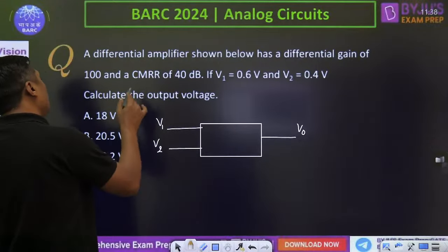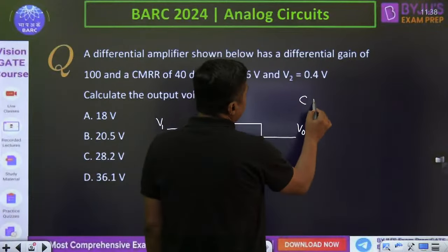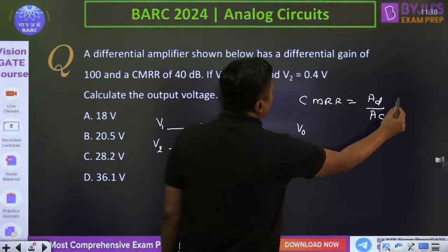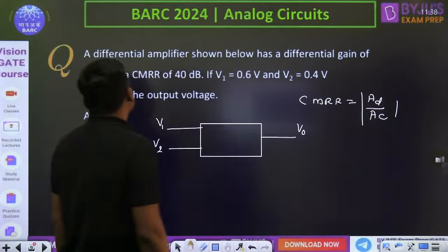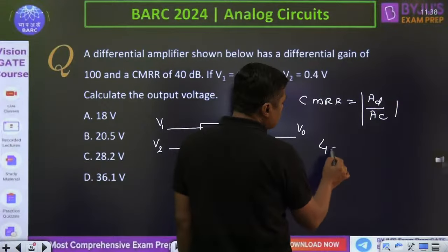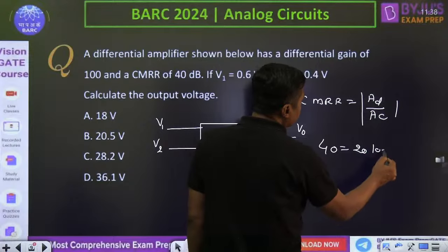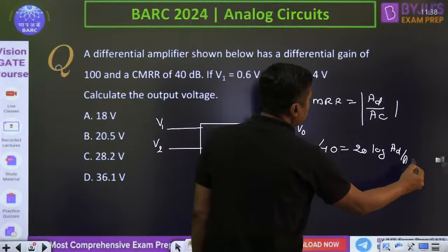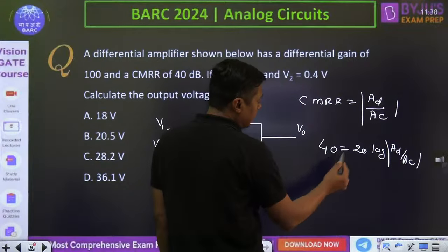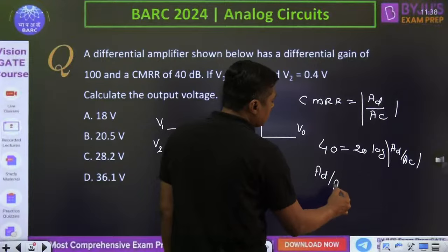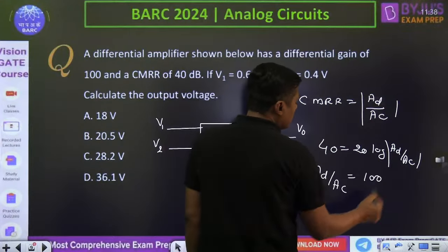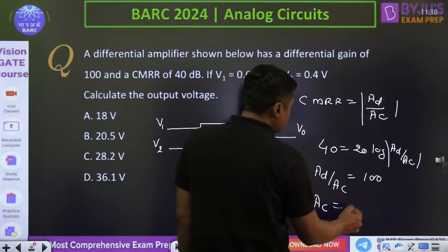CMRR is called common mode rejection ratio. So CMRR means AD by AC. AD is given as 100 and CMRR is given as 40 dB. When the CMRR is given as 40 dB, it means 20 log of AD by AC in dB. Now you can find the AD by AC. Take the anti-log of 2, and that will become 100. Right? Now you can find the AC. What is the AC? AD by 100.